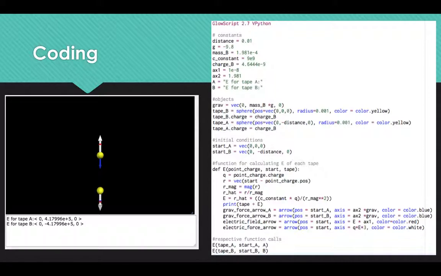In the diagram, once again, the blue arrows are the gravitational force on each piece of tape. The red arrows are the electric fields, which are somewhat covered by the white arrows, and the white arrows are the electric force on each sphere, which once again is a point charge modeling the pieces of tape.